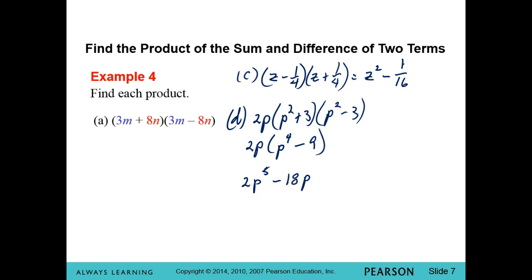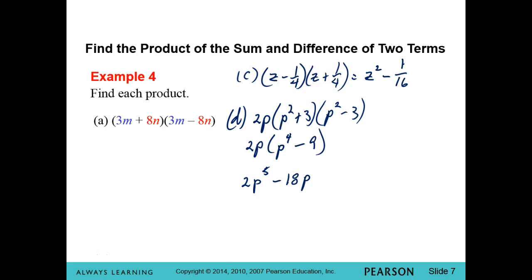Okay. Yes. Make sure that's the 18p, is that 9 times? Yeah. 2 times 9. Okay. Yeah. 2 times minus 9 is minus 18. And just bring your p down. P times 1 is p. Okay. Thank you. All right. So that was all 4 parts of example 4.